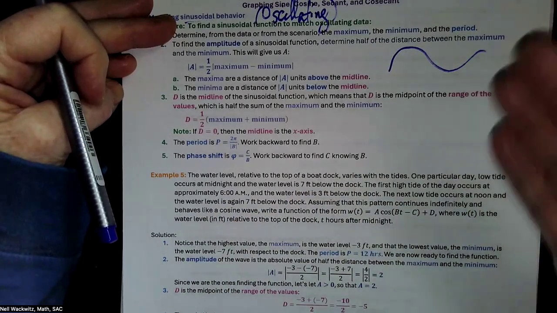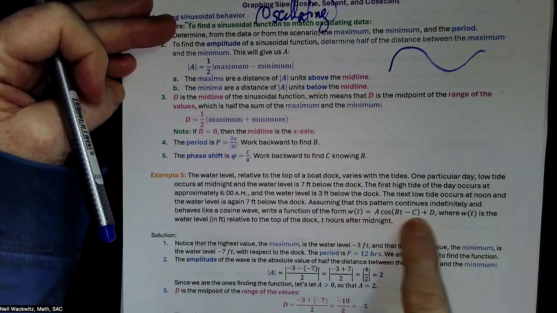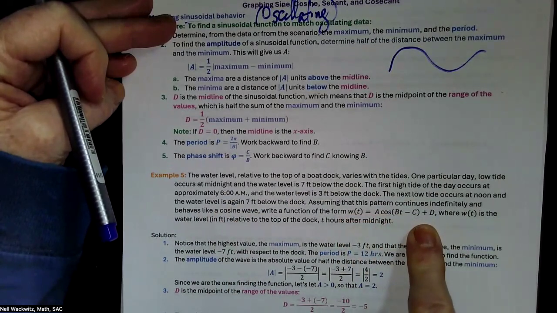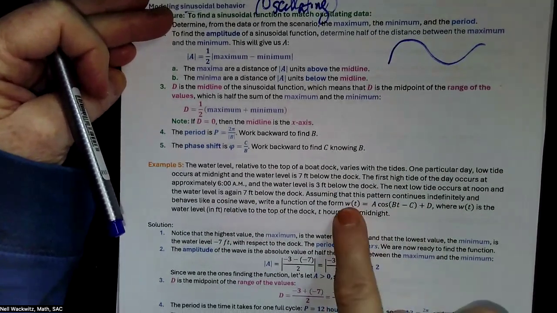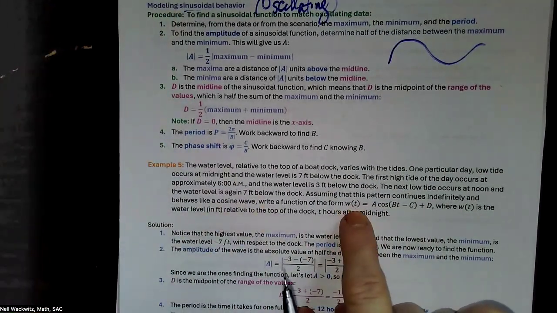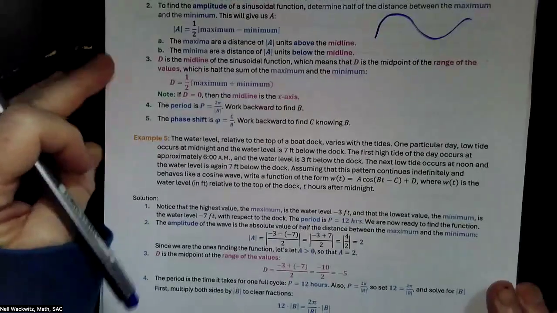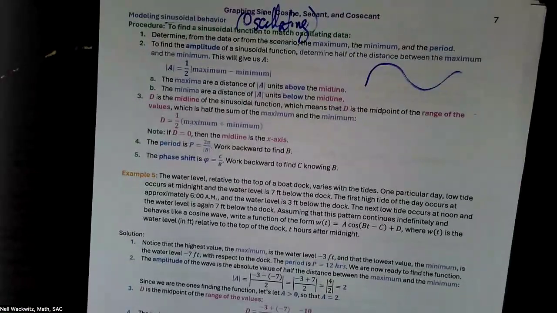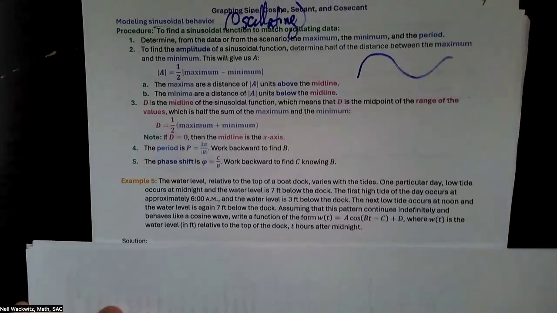This is sinusoidal, it's repeating. And they have to tell us, do they want us to fit this to a cosine or to a sine function? They want us to do W of t, where t is time and W of t is the height of the water. So let's just go through this and find the max, the min, and the period.